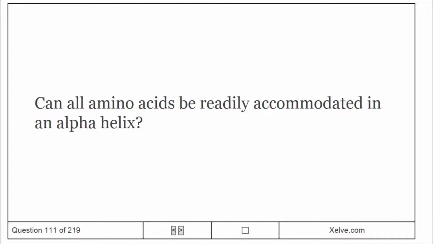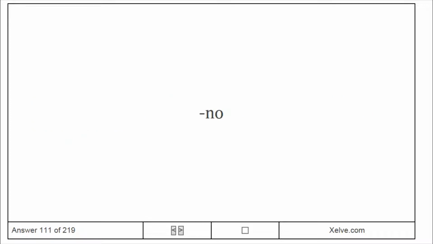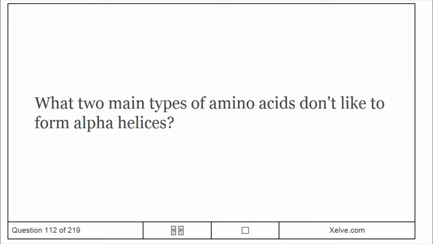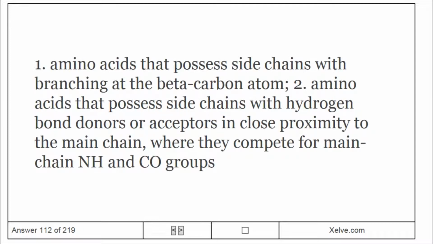Can all amino acids be readily accommodated in an alpha helix? No. What two main types of amino acids don't like to form alpha helices? One, amino acids that possess side chains with branching at the beta-carbon atom. Two, amino acids that possess side chains with hydrogen bond donors or acceptors in close proximity to the main chain, where they compete for main chain NH and CO groups.